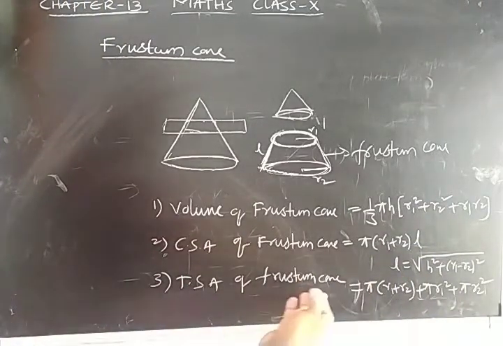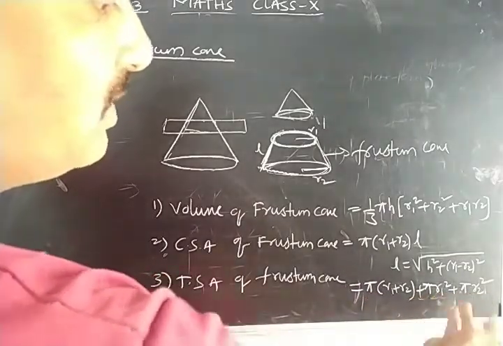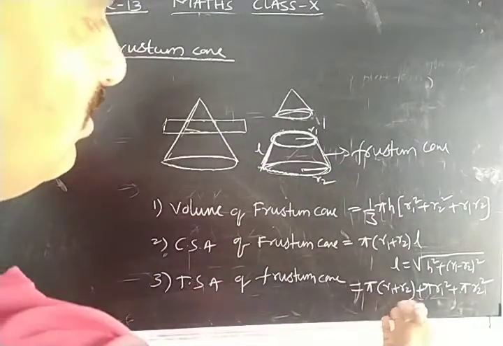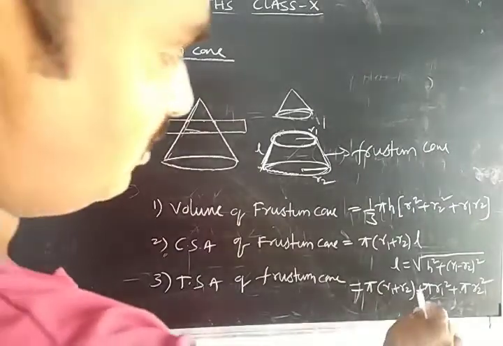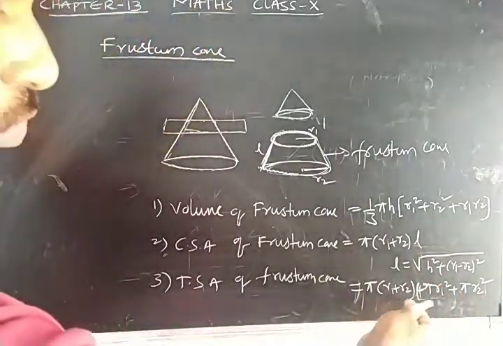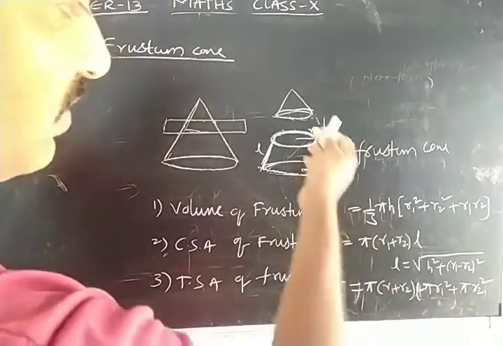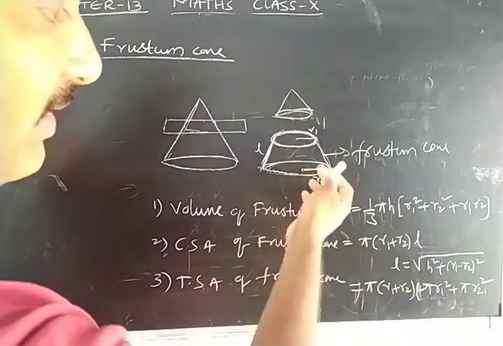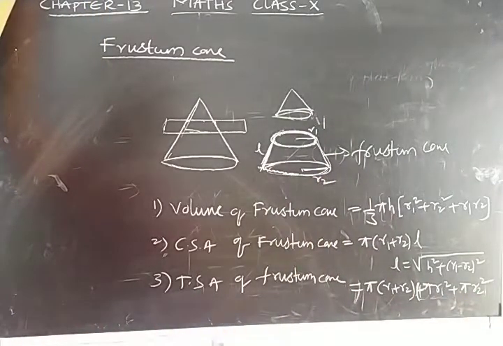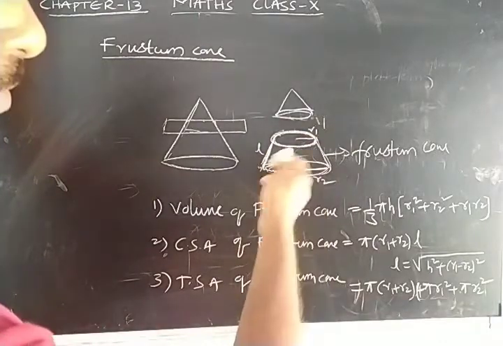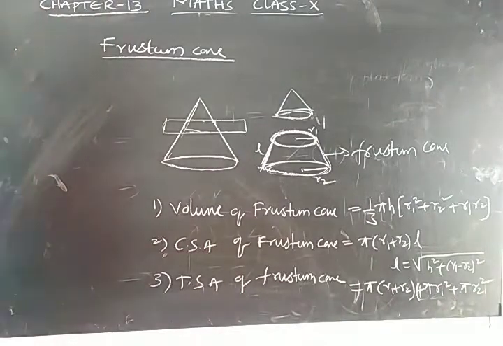Now to get the TSA of the frustum cone, again use this formula: pi into (R1 plus R2) into L plus pi R1 square plus pi R2 square. It will give the total surface area of the frustum cone. Here, L, I forgot earlier. Pi into (R1 plus R2) into L is the CSA of the frustum cone. Pi R1 square and pi R2 square are the upper face area and the lower face area. So TSA means LSA plus upper part area plus lower part area.